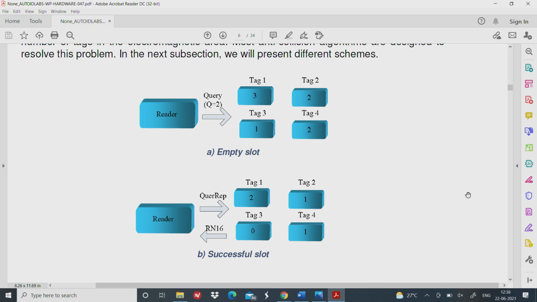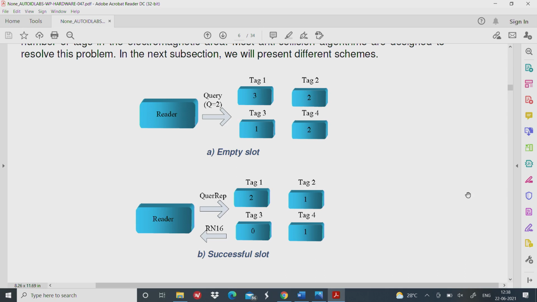It became an empty slot. It just turned out that none of them chose 0 during the second. So think about it as 2 coin tosses. The first coin toss gives you one random number, RN16, and the second coin toss will give you the slot, right to communicate, provided it comes to 0. But it did not come, so it got an empty slot.